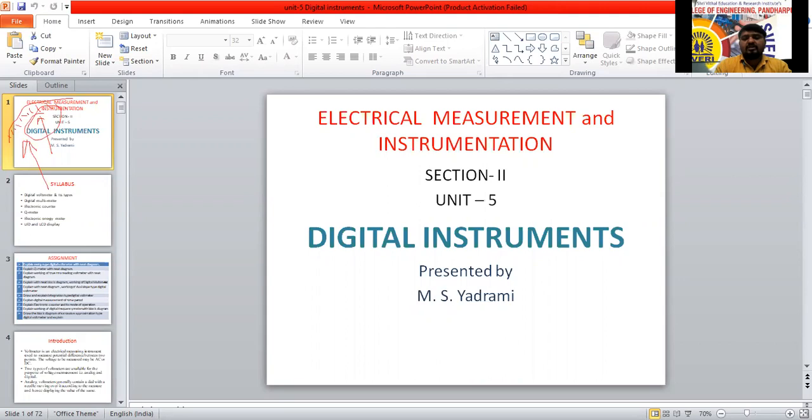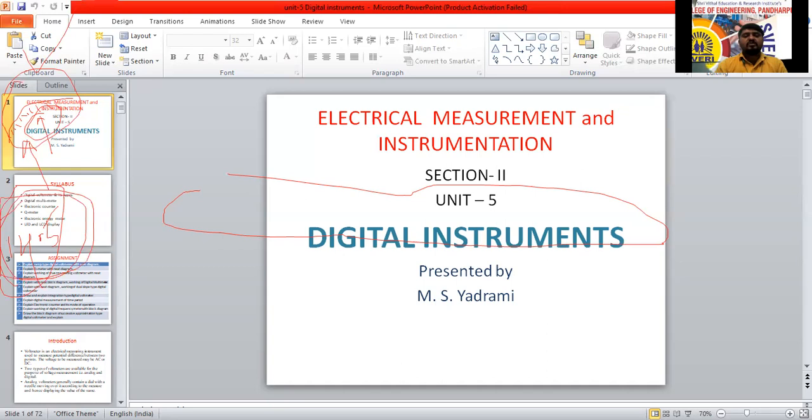But digital instruments directly display the value in digits, like 14.508 and so on. The analog instruments we already studied in the second unit, but for digital instruments there are different methods. So digital instruments are in the fifth unit, and we are going to discuss them in today's class.